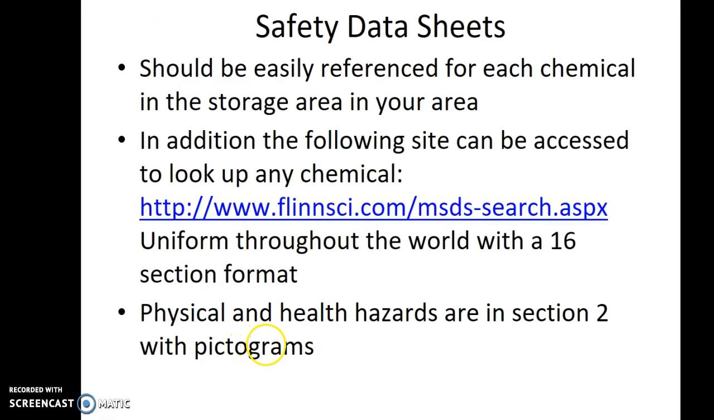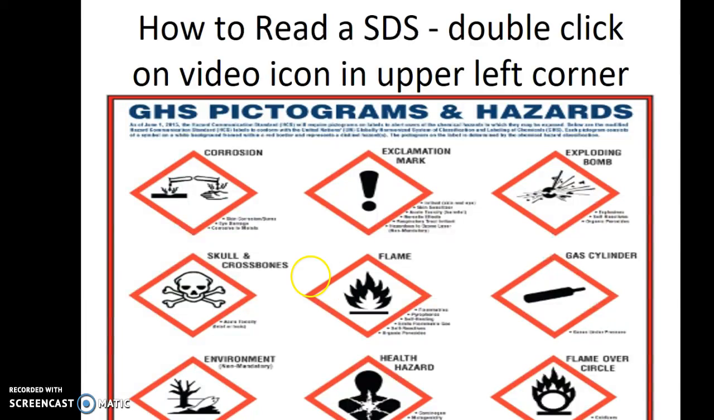Safety data sheets, you can look up any safety data sheet with this link right here, and they've, again, redid this about 4 or 5 years ago so that it's uniform throughout the world with pictograms that are sort of universal. And physical and health hazards are in section 2 with those pictograms. So here are the pictures, and you can kind of see that across the board, regardless of what language you speak, you can probably tell what the problems are. So you can read through those.